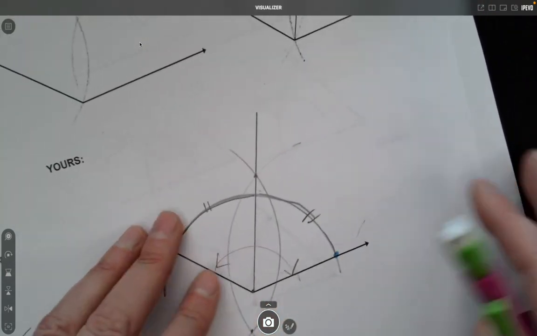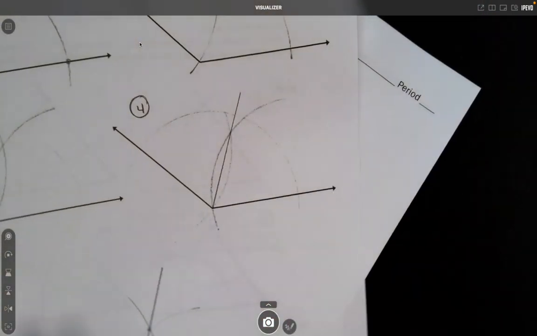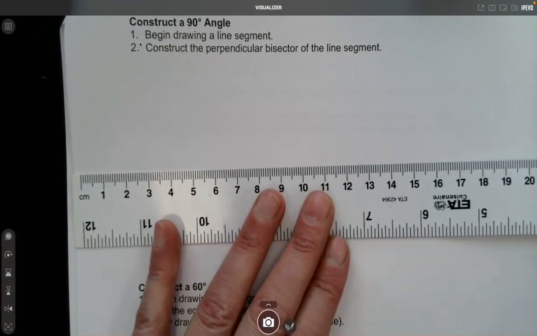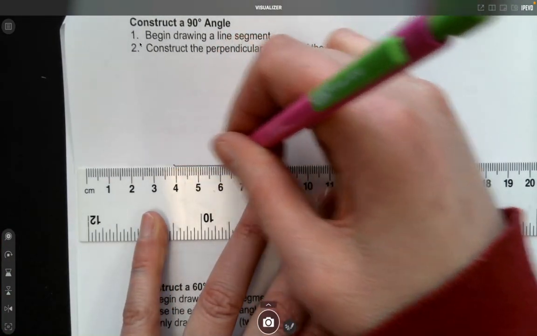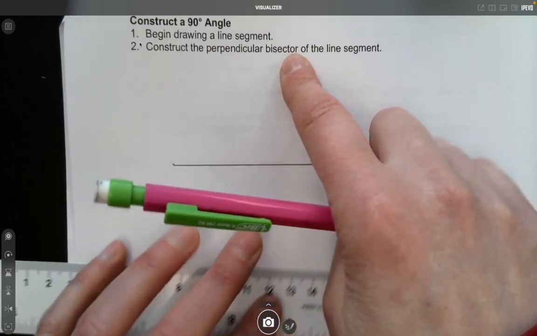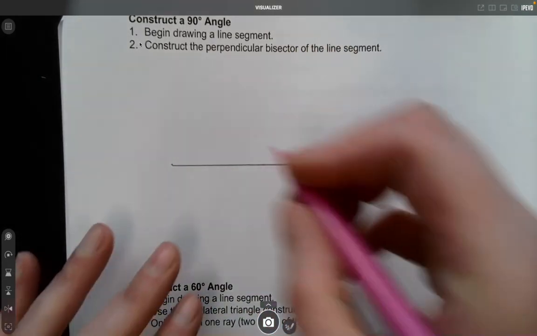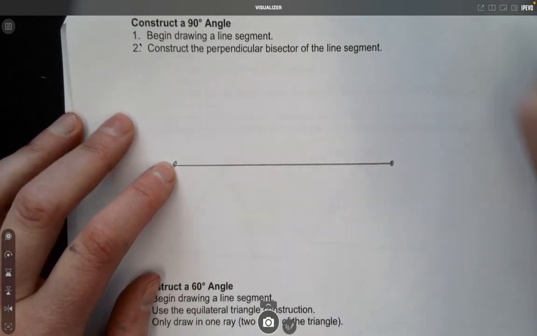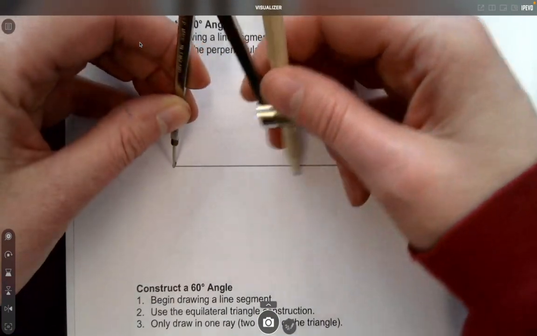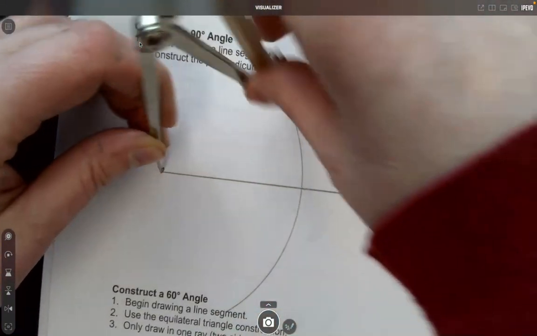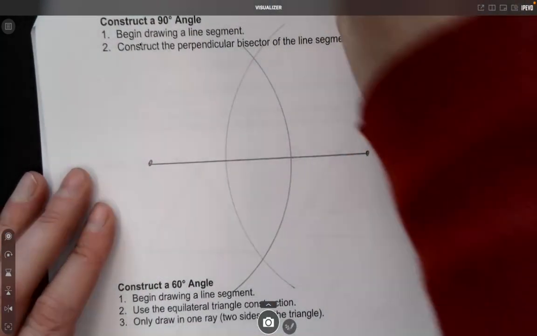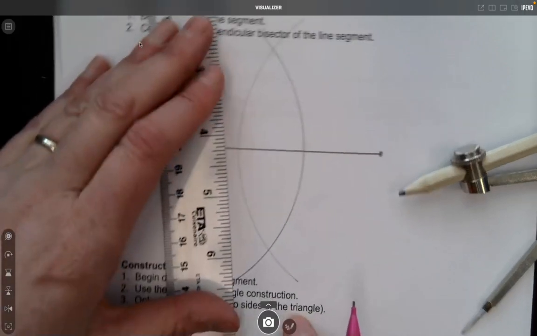So on the last page of our notes, we're looking at constructing a 90-degree angle. So the first thing we want to do is make a line segment. And then we're going to do our perpendicular bisector steps, which again, that's going to be the fish, right? So I'm going to start at this end, and we're going to do arcs from both directions. So I want to stretch my compass out more than halfway, do a fish, go over here, do the other side of the fish, and then we'll connect it through, and that's going to make a right angle.